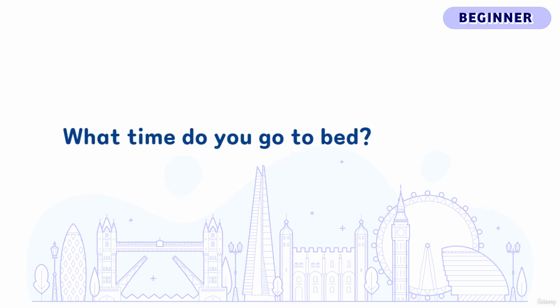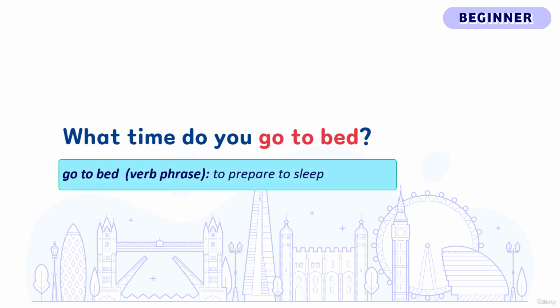Okay, so first to ask what time the other person sleeps, we can ask, what time do you go to bed? First, we ask, what time do you? And then we can use a verb to ask what time the other person does the verb. The verb phrase in this question is, go to bed. Go to bed is a phrase that means to prepare to sleep at night. So this is when you start brushing your teeth and lying down on the bed to sleep at night.